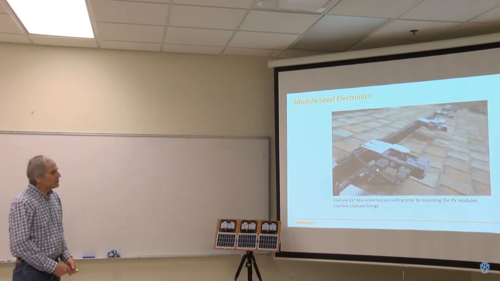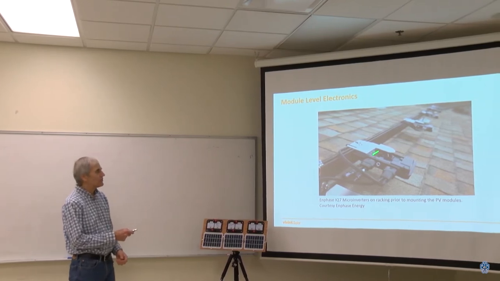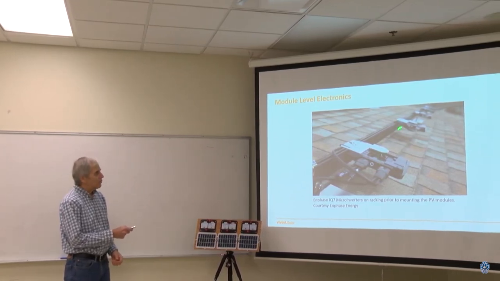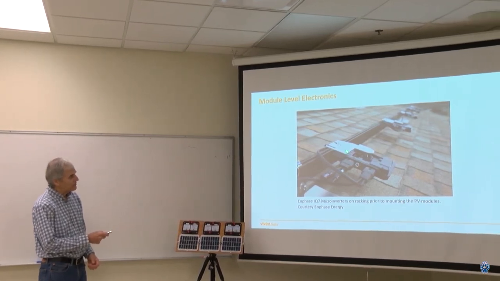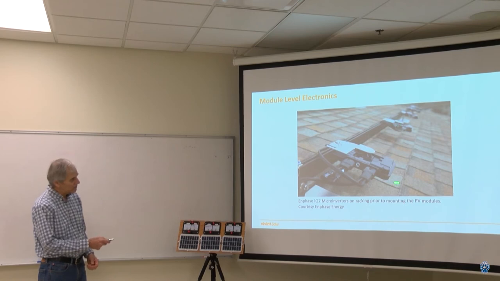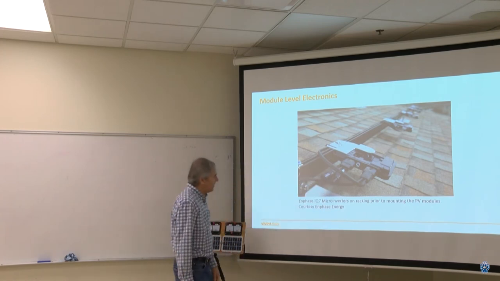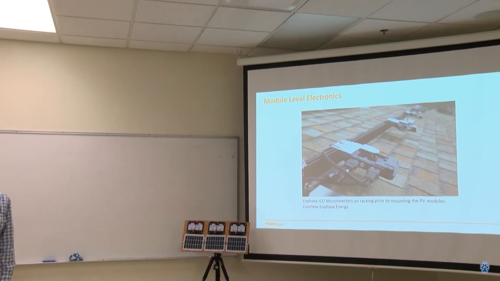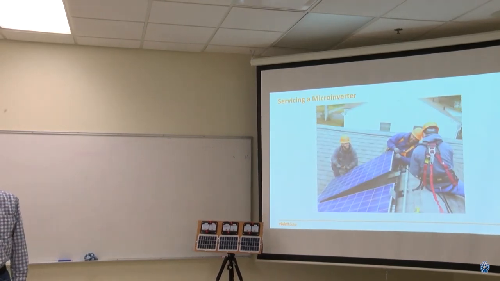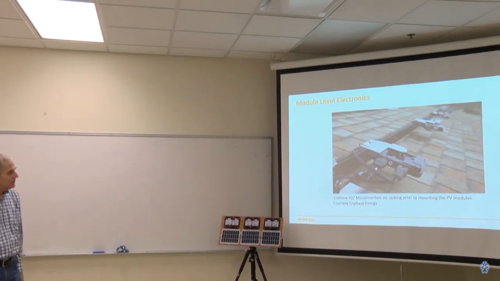The other way of doing it on a residential system is to put electronics behind the panels. This is a construction of a system on a house where the rails are in place, the racking, and the next step was to mount these microinverters. A panel is going to go over each one of these, a solar module, and the solar module is going to plug into these two PV connectors right here. This is really important because it allows each module to function independent of the others. If you have shading on one module, it doesn't affect the others, and so on.